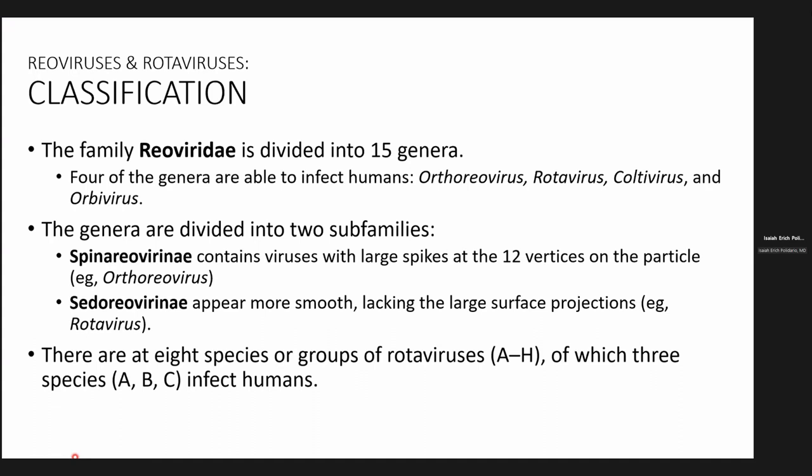There are at least eight species or groups of rotaviruses, of which three species infect humans. So A, B, and C of rotavirus.